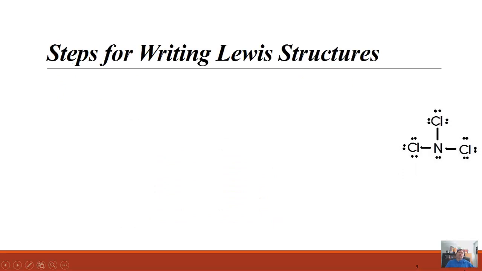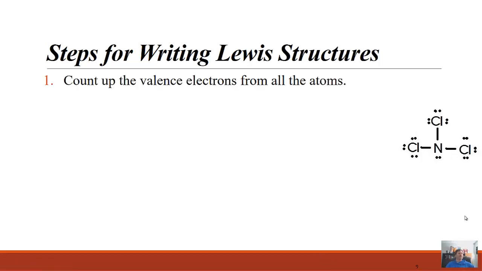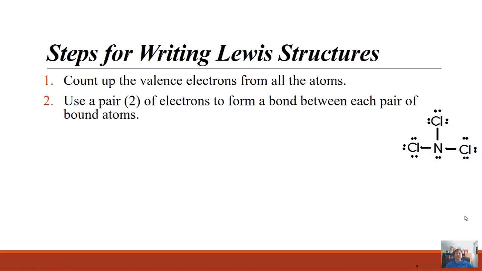All right, so let's talk about the steps for writing these. To the right here is a Lewis dot structure. So first thing you need to do, you need to count up the total number of valence electrons from all the atoms. We can do that by the column that they're in. Secondly, we're going to use a pair of electrons to form a bond between each pair of bonded atoms. So you can see over here between nitrogen and chlorines, we have different bonded pairs. And we're going to connect these elements with a single bond, or single line, to represent a single bond. Or remember earlier though, we talked about double and triple bonds, so we could actually have more than one line.